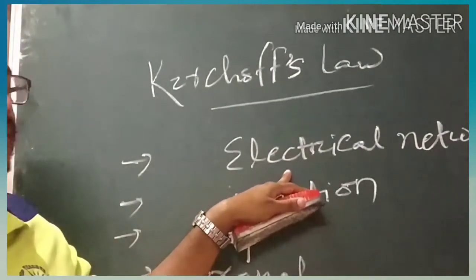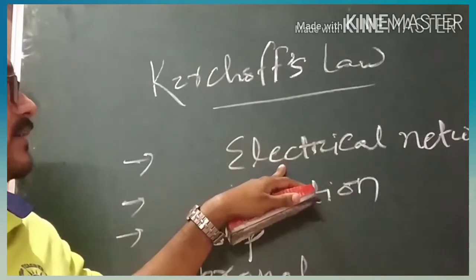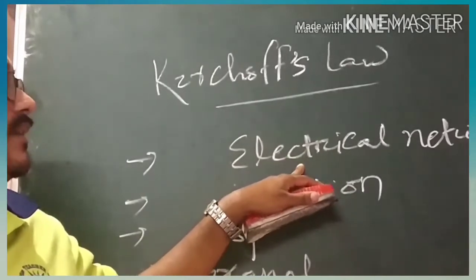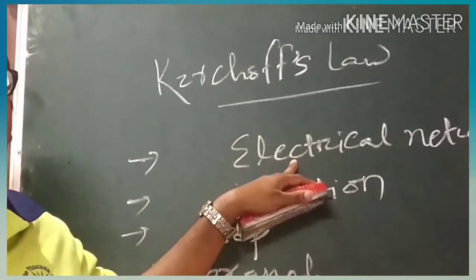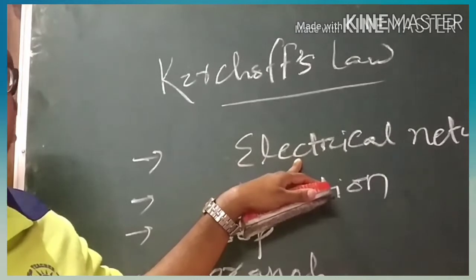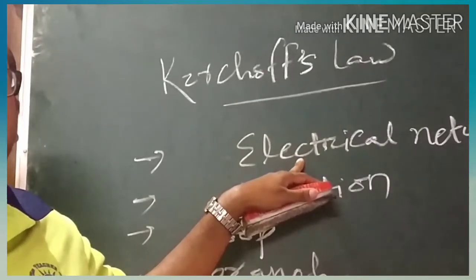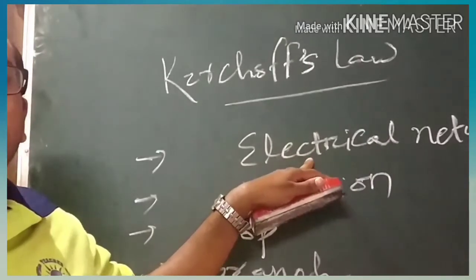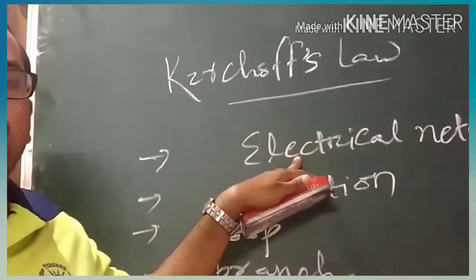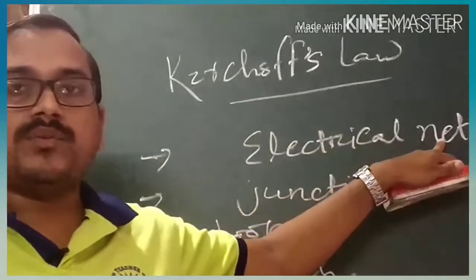An electrical network is a complicated system of electrical conductors. That means it consists of a number of electrical conductors in a very complicated way. The electrical circuit which consists of a number of complicated systems of electrical conductors is called an electrical network.